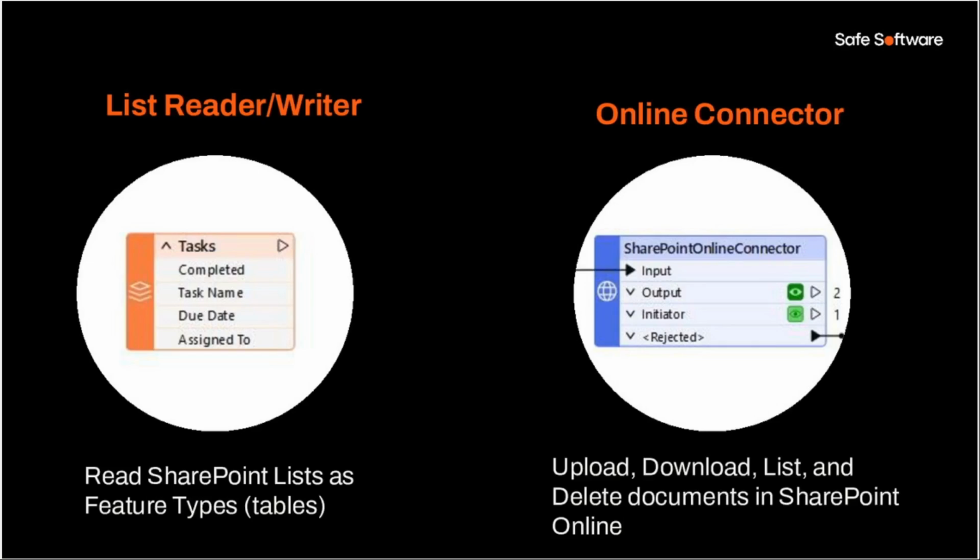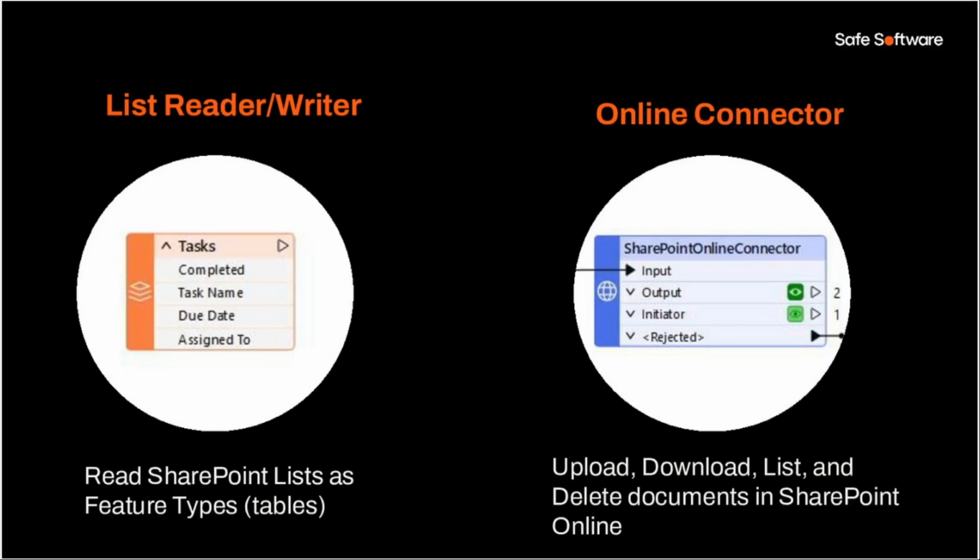So getting into some of the SharePoint integration, there's two primary ways to integrate with SharePoint. There's the SharePoint list reader and writer that lets you read SharePoint lists as feature types or tables for reading and writing tabular data. And then there's the SharePoint Online connector, and that lets you upload, download, list, and delete documents in SharePoint Online. And of course, once you've downloaded a document from SharePoint Online, you can use a feature reader to read that document data in.